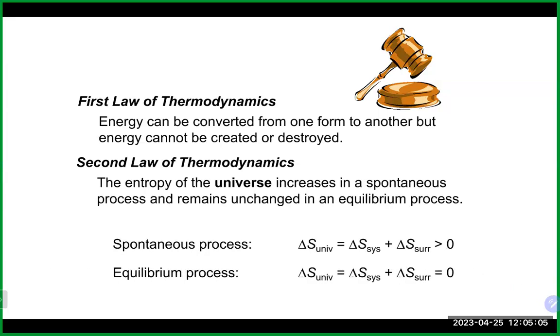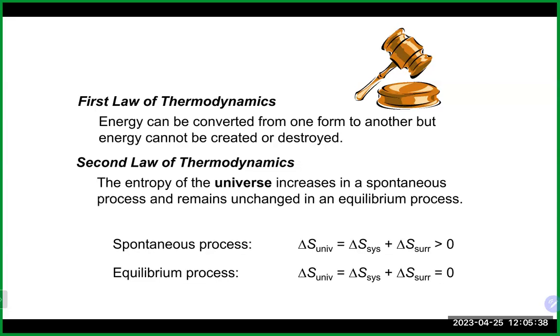So the first law of thermodynamics, which is what you covered when you did delta H, is that energy can be converted from one form to another, but cannot be created nor destroyed. That is that idea of a perfect exchange of energy from one thing to the next. So whatever somebody loses, somebody else gains. The second law of thermodynamics is that the entropy of the universe increases in a spontaneous process, but remains unchanged in an equilibrium process.